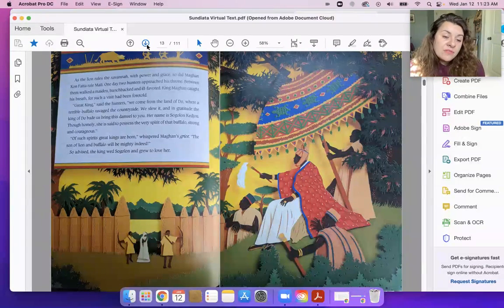So basically, they killed a buffalo for the king of Do, and he said, take this woman with you.